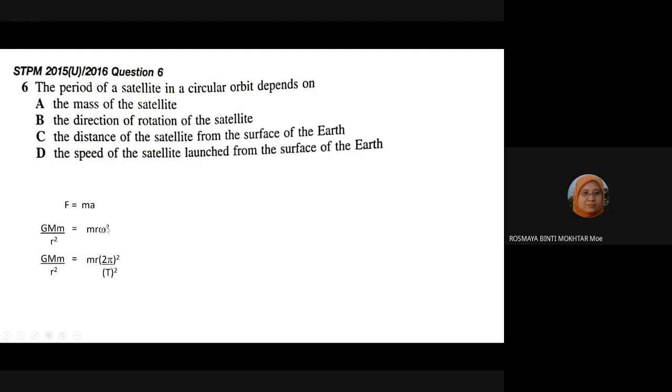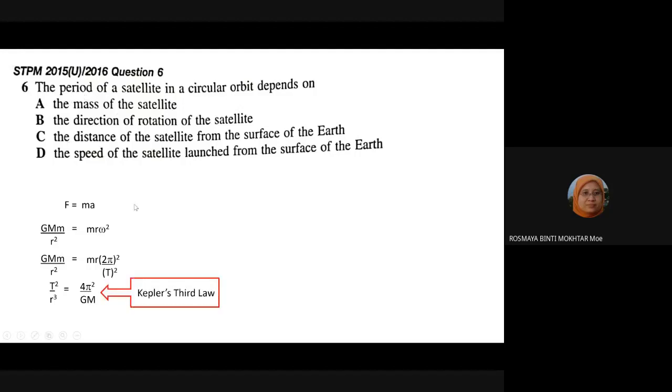Okay, because square here, so both must be square. Now we can simplify here, cancel the m, so we get T squared per r cubed, because r here, cross multiply, we get r cubed. On the right side will be 4 pi squared per GM. Bring GM to the right side, cross multiply, we get T squared over r cubed equals 4 pi squared per GM. Now see what the period depends on.